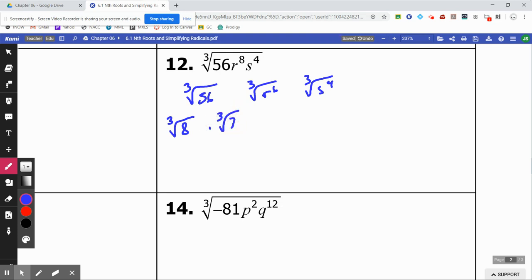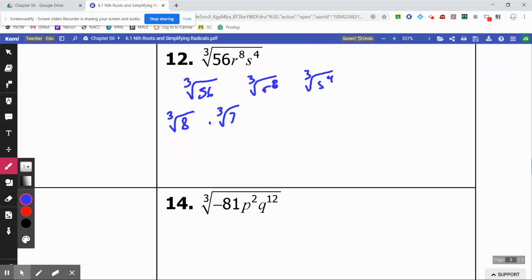The cube root of r to the eighth power. I need a cube root that's a multiple of 3. So the largest power smaller than 8 that's a multiple of 3 would be r to the sixth. So let's split it into r to the sixth and r to the second. That'd give you r to the eighth. S to the fourth, I need a cube root of s to the third, which is a multiple of 3, and s to the first.